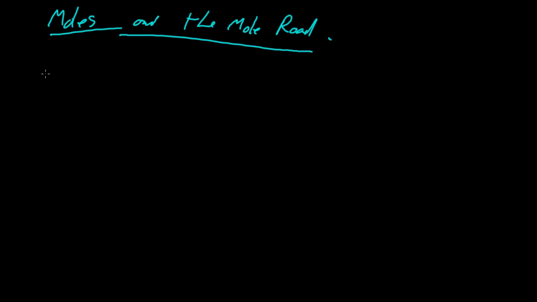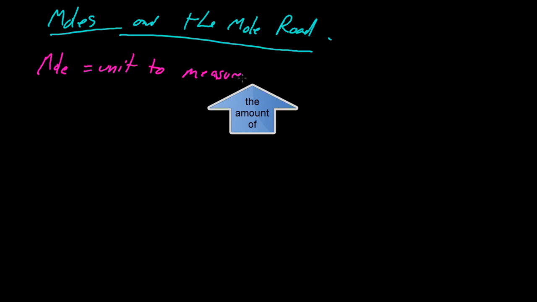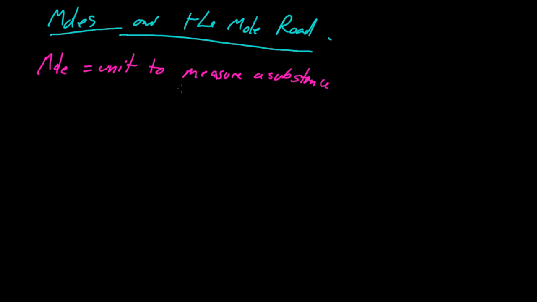We'll start off basic. A mole is just a unit used to measure a substance. So we could say there are 2 moles of carbon. That's like saying there are 3 pounds of carbon, although those aren't actually equivalent, but it's the same idea. It's a unit that we use to keep track of the amount of a substance. So we could say there are 4 moles of CO2 in the air.